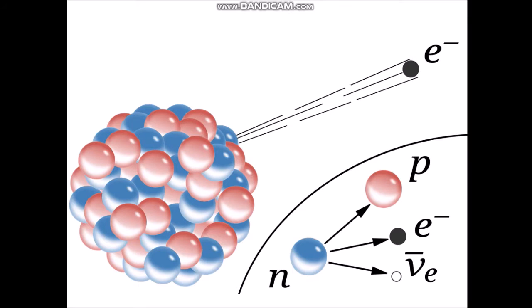Now this is a representation of a beta emission. You have a neutron, which is blue in color, converted to a proton. At the same time, an electron is emitted.